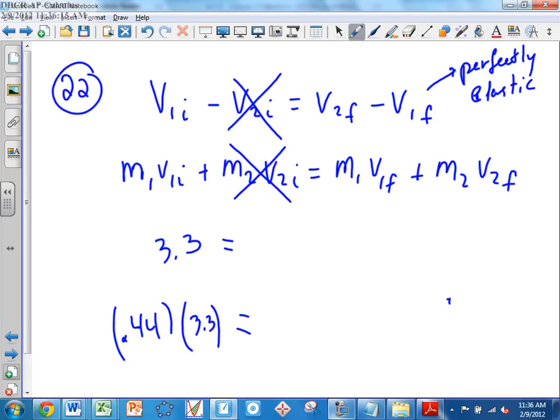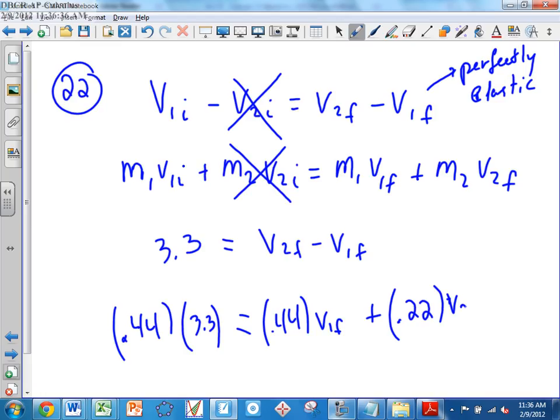Now on the right side, I don't know V2F. I don't know V1F. Those are my unknowns, so just list them, please. But on this equation, I do know the m's. So I can at least plug in for the m's. 0.44 V1F plus 0.22 V2F.